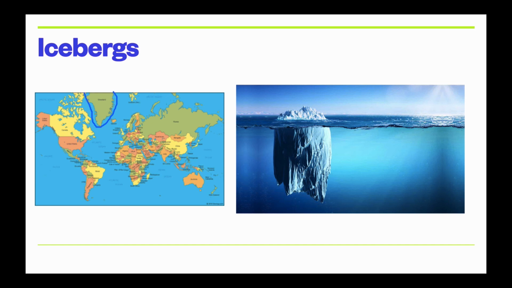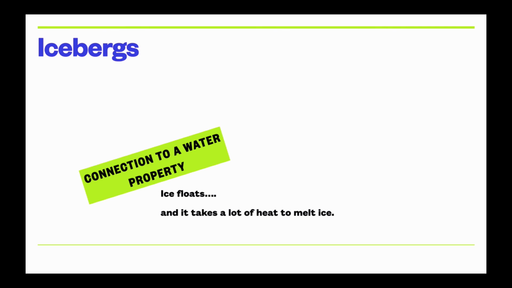And I know everybody's seen icebergs. Icebergs are kind of cool because most of the mass of the iceberg is below the waterline. So only a small percentage of the iceberg sticks up above the water. Most of it is underwater. So that's a big clue. What property of water does this make you think of? Okay, well, we know that ice floats. Ice floats because it's less dense than liquid water. So icebergs are made of ice, and so obviously they float.